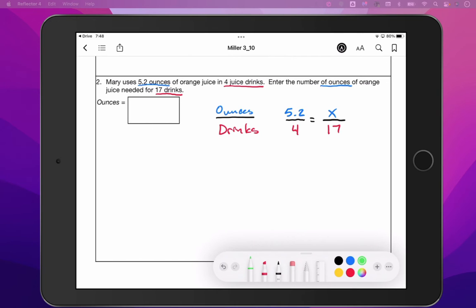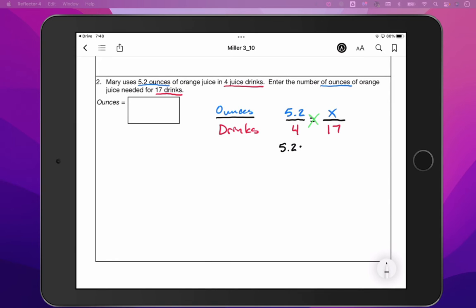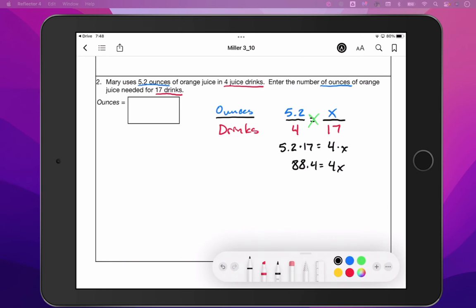And so as we've done before, all we need to do is cross multiply and divide to get this figured out. So 5.2 times 17 is equal to 4 times x. So we've got 5.2 times 17 is 88.4 is equal to 4x. And then to solve for the x value, we just divide by 4.